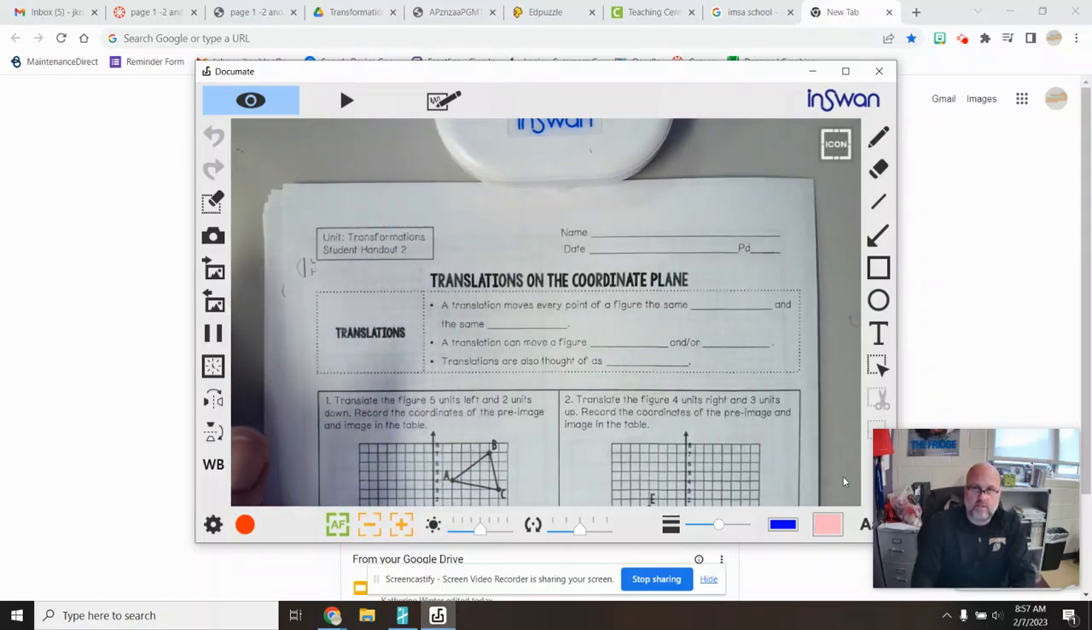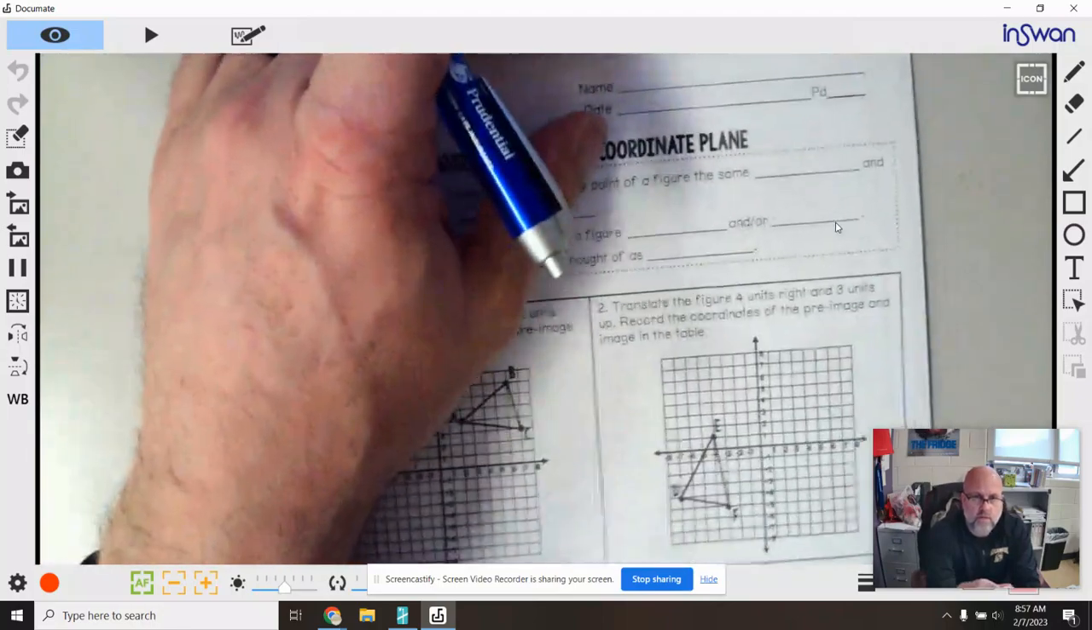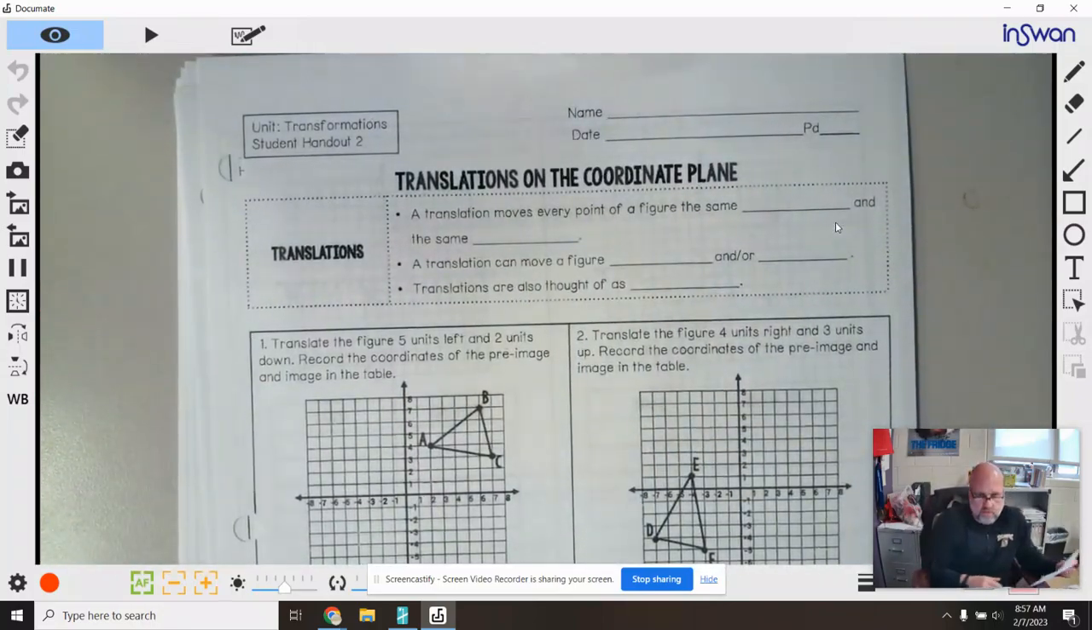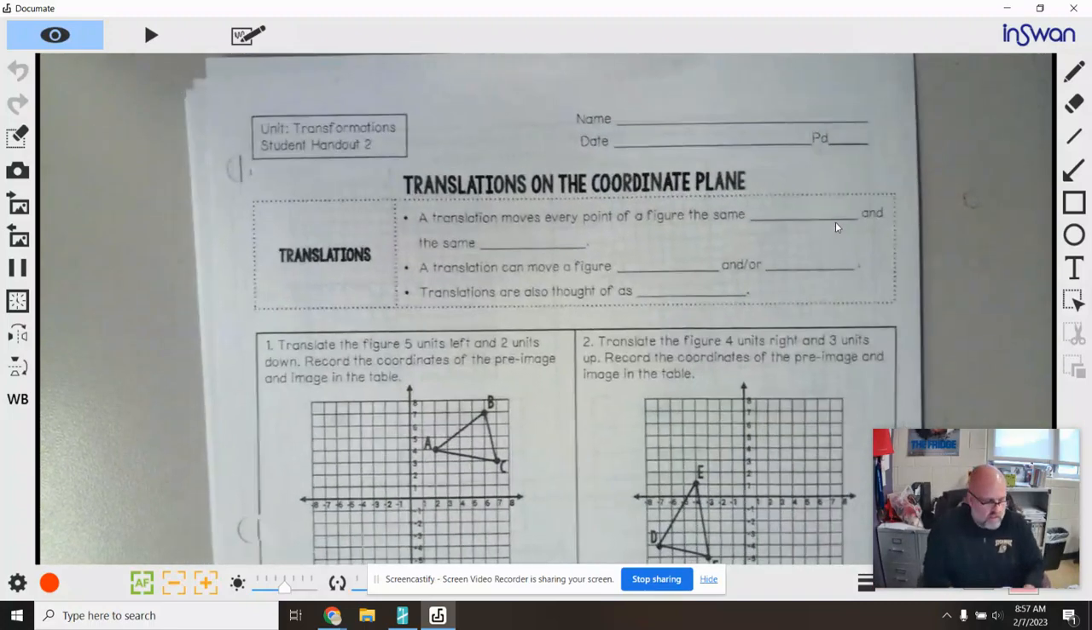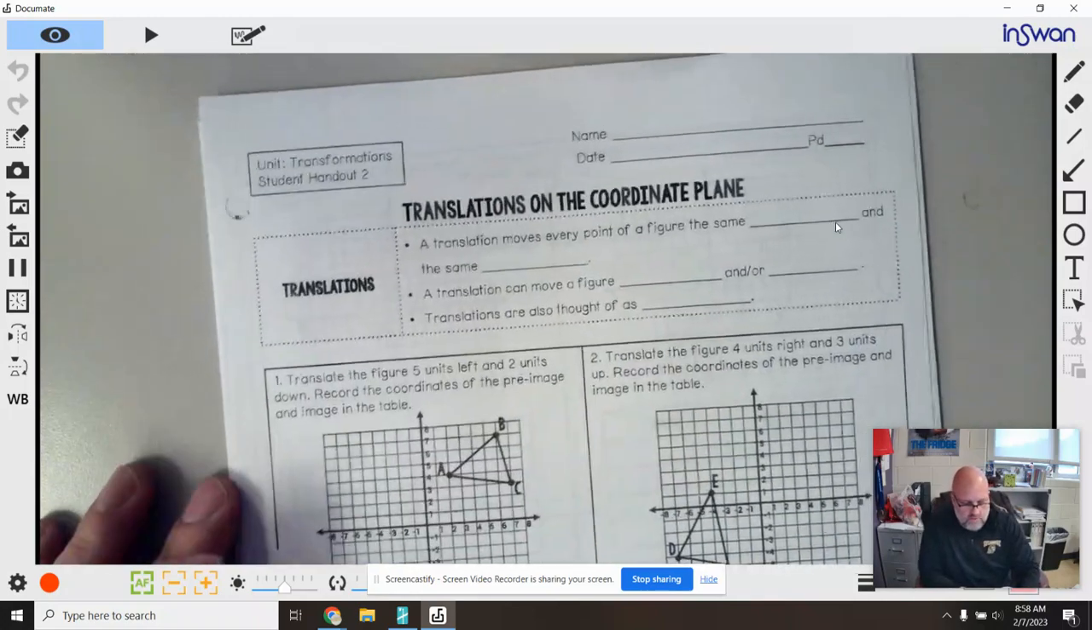All right, guys, for today's lesson, you're going to need this sheet that says translations on the coordinate plane. We're going to take some basic notes about what translations are. We started our transformation unit, and we're going to get into a very specific type, which are called translations.